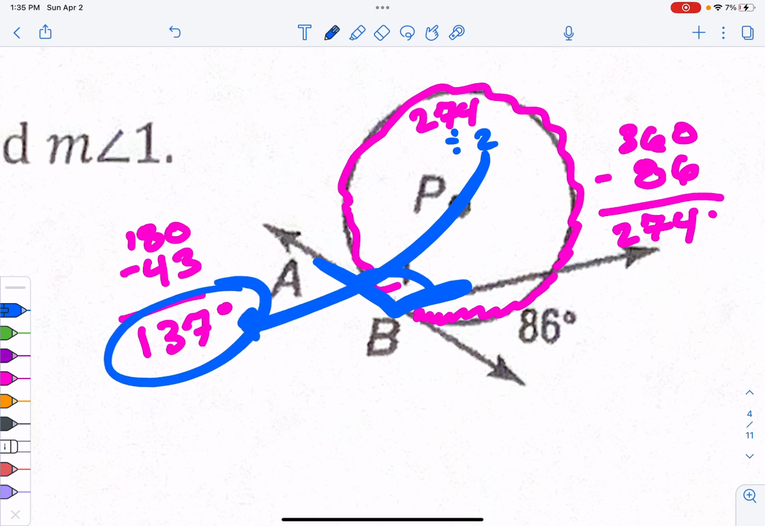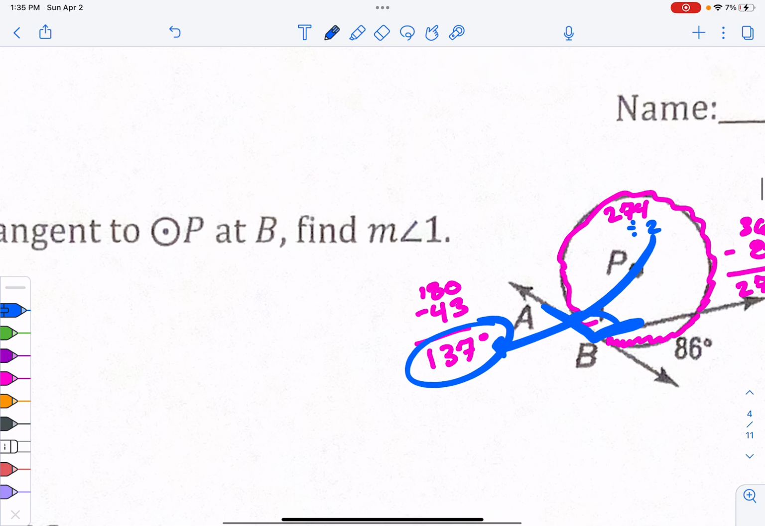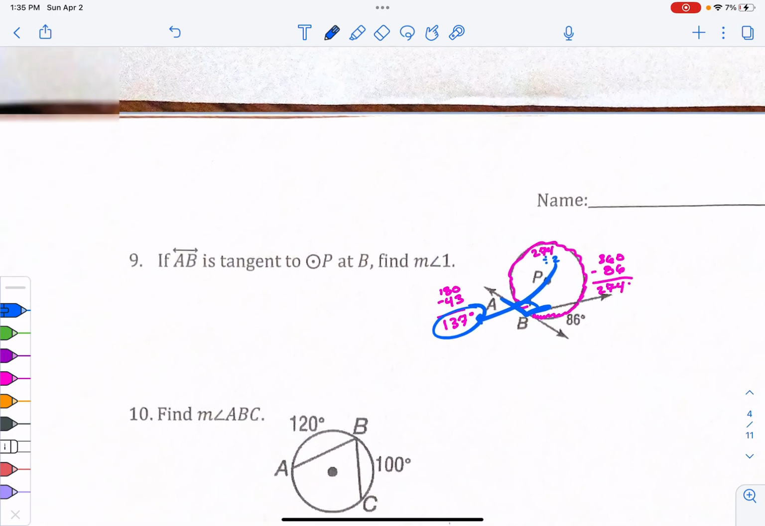So whichever way your brain thinks about it, I don't care which one you do. You'll get the same answer, or maybe you do both of them so that you can check your answer. So that's 137. You're going to get the right answer no matter what, as long as you do your calculations correctly. It doesn't matter which direction you think about it, okay?